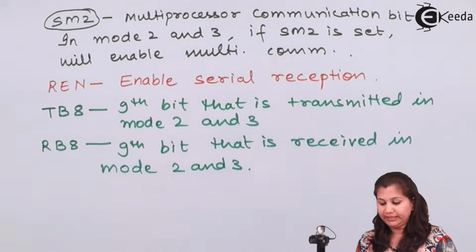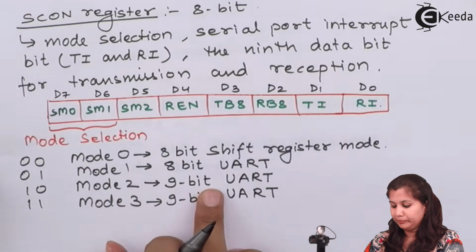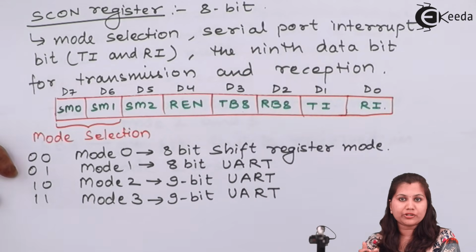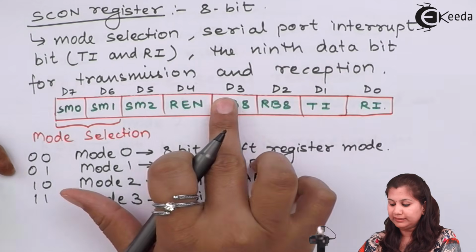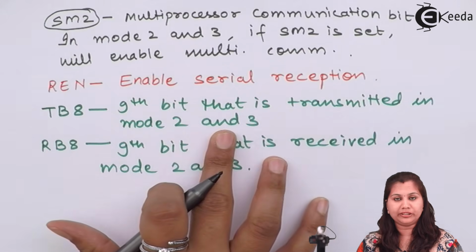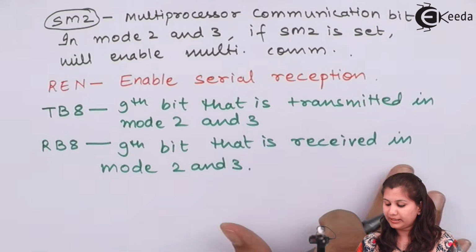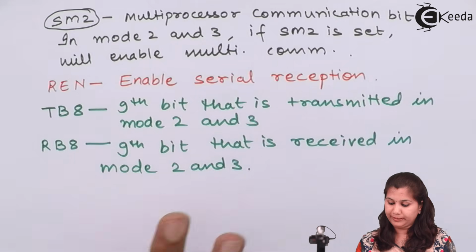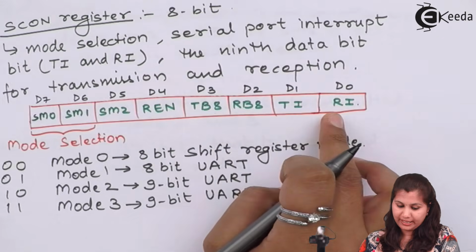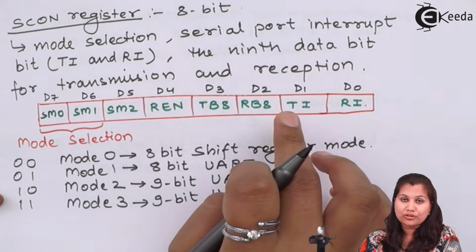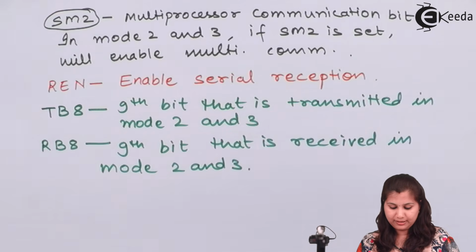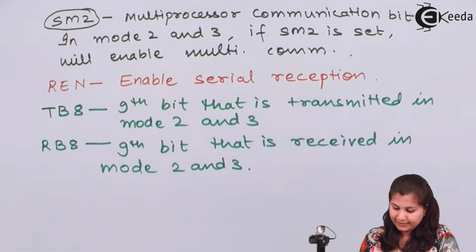As we studied, mode 2 and mode 3 are the 9-bit UART modes. So here the 9th bit during the transmission and reception is given by D3 and D2. TB8 is the 9th bit that is transmitted in mode 2 and 3, and RB8 is the 9th bit that is received in mode 2 and 3. Next bits we have are D1 and D0, that is TI and RI. This is the transmit interrupt flag and this is the receive interrupt flag. So these are the interrupt flags.